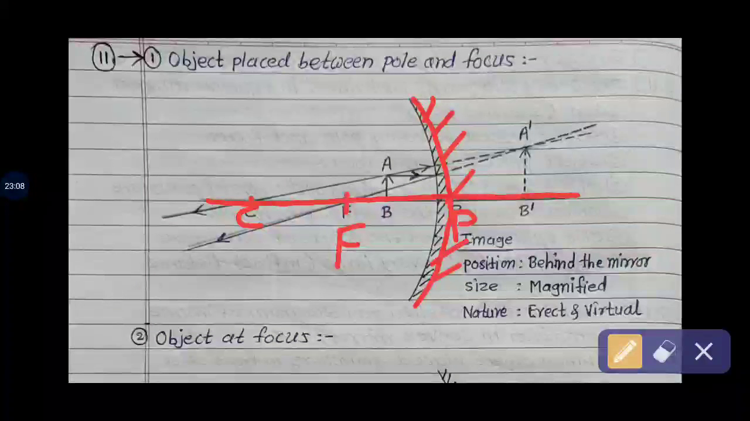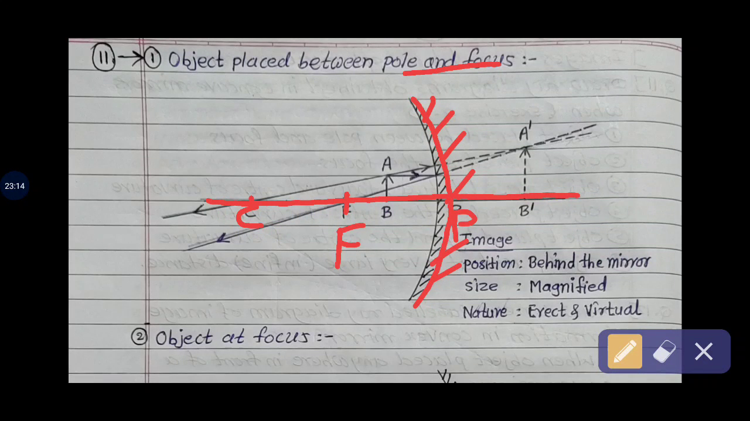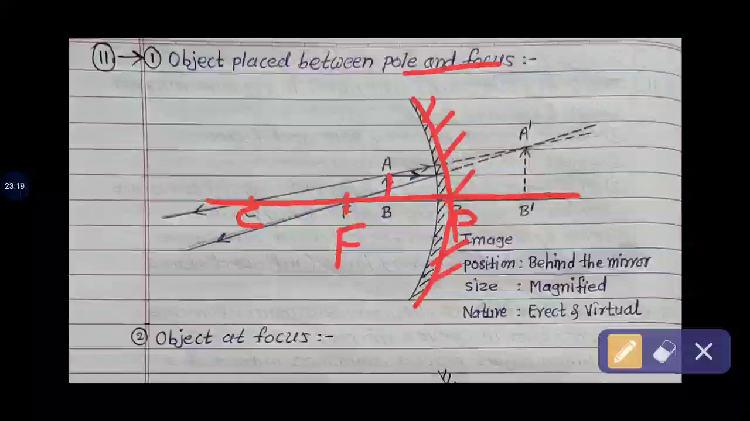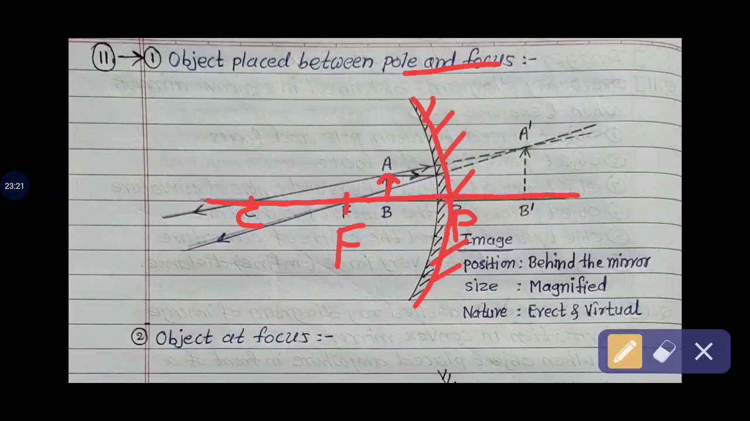Now what is the first position? Position of the object placed between pole and focus. So we are showing the object of one line only. Remember, this is a basic concept. Label it AB. Now draw first the incident ray parallel to the principal axis, so reflection takes place through the focus. You show the arrows, that is very important.